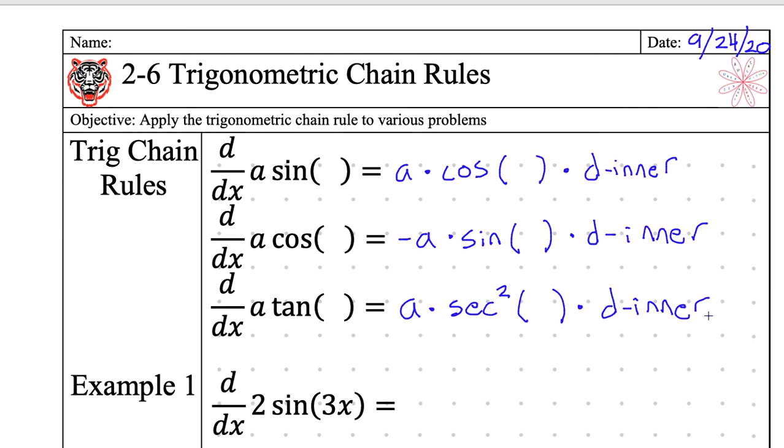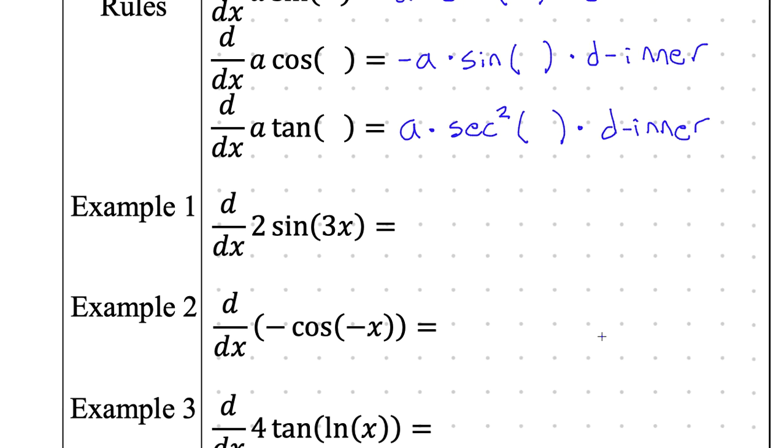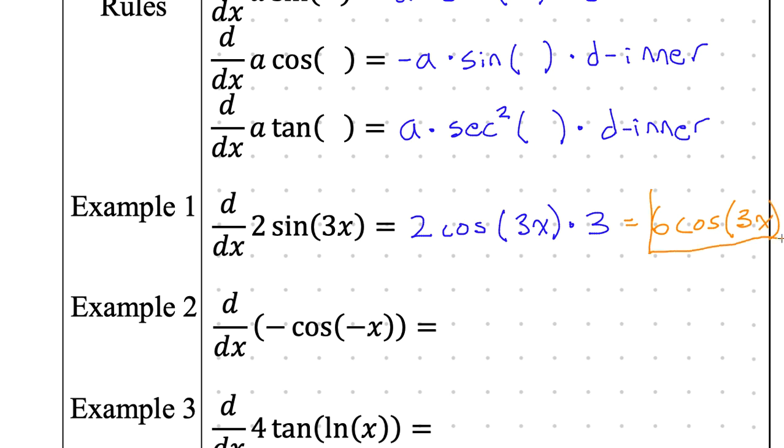All right, let's try some of these. Example 1, Andrea, start us off. Times 3. Fiona, where did that 3 come from? Yep. All right, and then go ahead and simplify it for us, Fiona, please. There it is, 6 cosine of 3x, and we box our final answer.